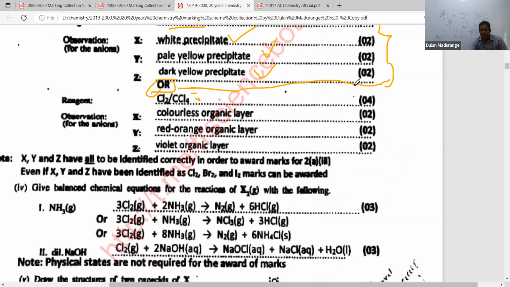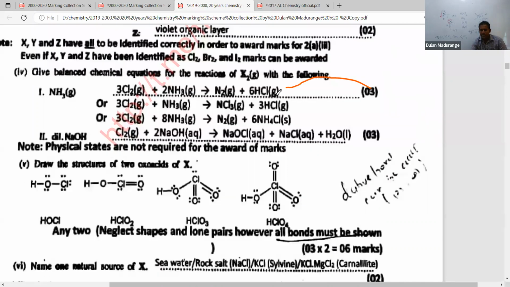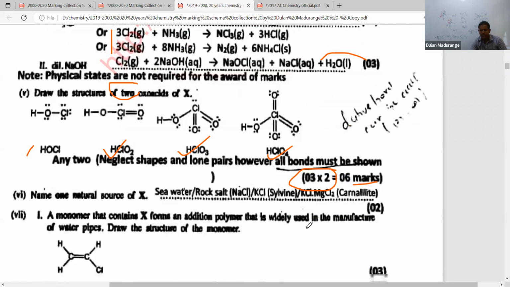Right, okay, here they are asking for the equation. You can write this equation or one of these equations, it's optional. And then this equation. Physical states are not required. And draw the structures of X: you can draw HOCl, HClO2, HClO3 and HClO4. 3 into 2, 6 marks. Any two structures you can draw, since they asked for two. Then you will be getting 6 marks there.